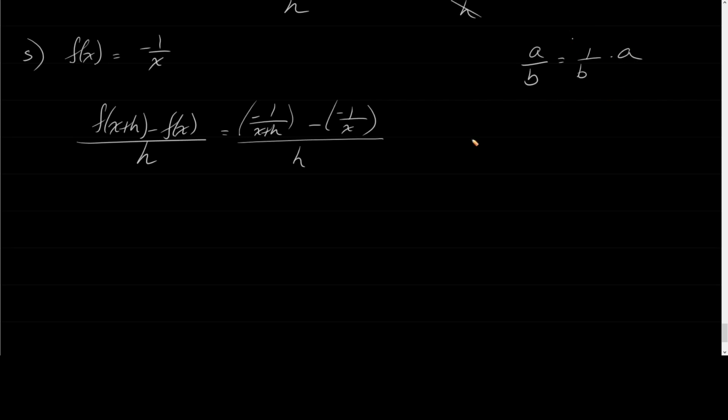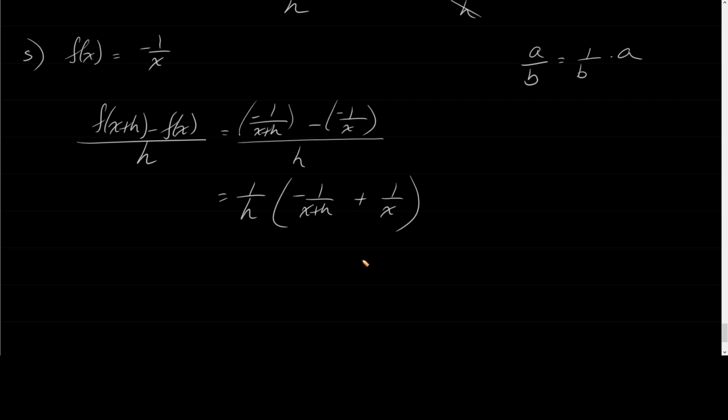So I'm going to use that idea to rewrite this. This bottom, this 1 over b, is going to be just 1 over h, and that's an h, times the numerator. And the numerator is negative 1 over x plus h. Minus negative means plus, so plus 1 over x. All right. I highly recommend you do that whenever you're working with fractions in the difference quotient, just because it makes it a little bit cleaner.